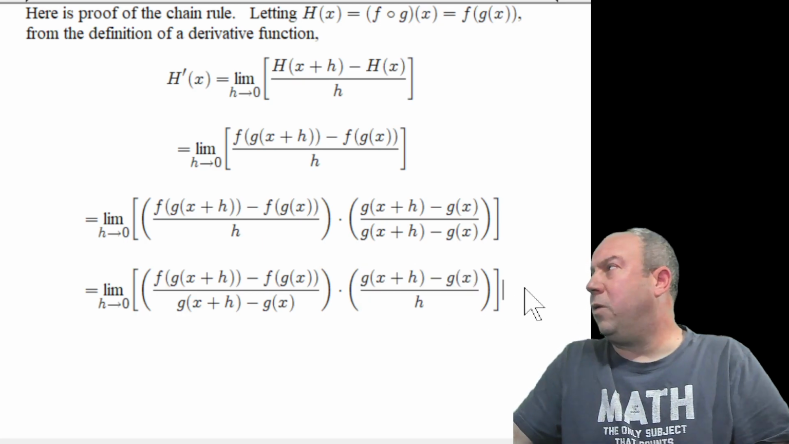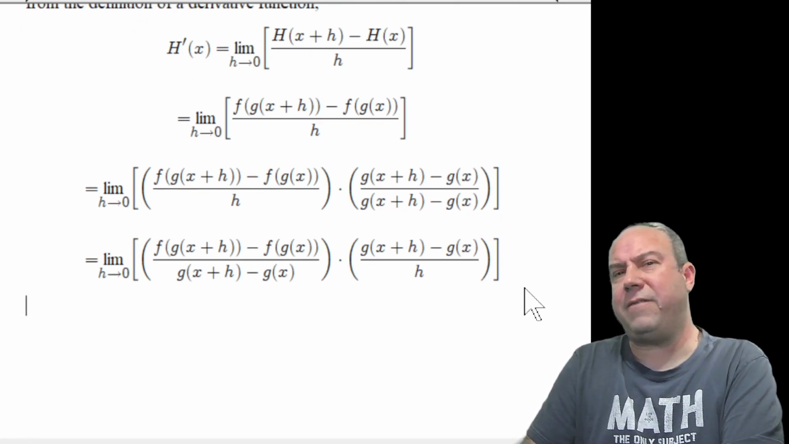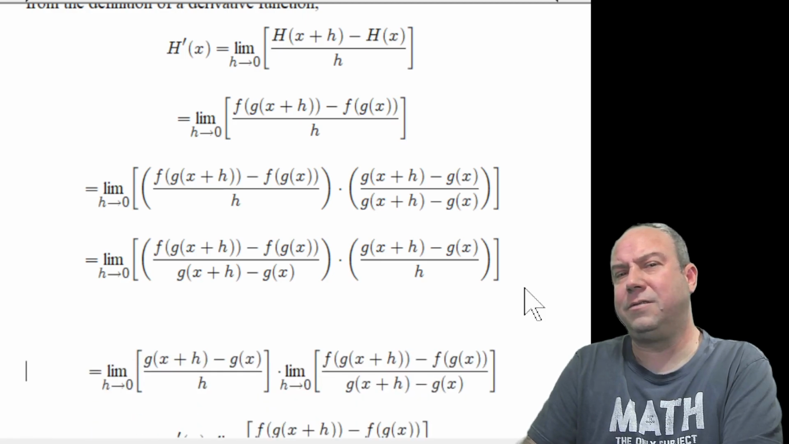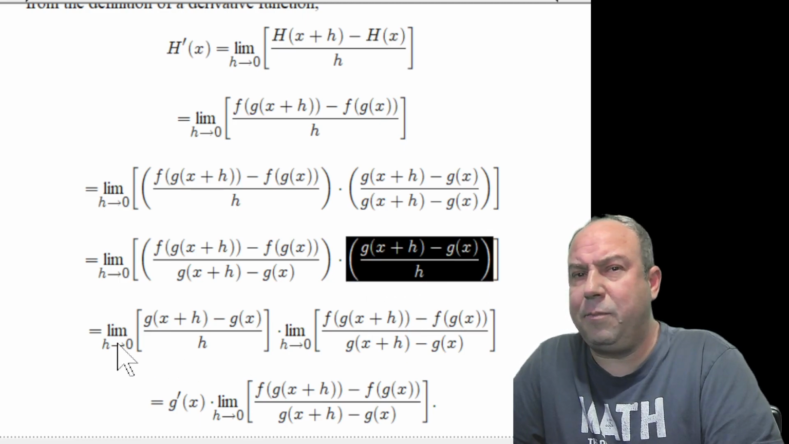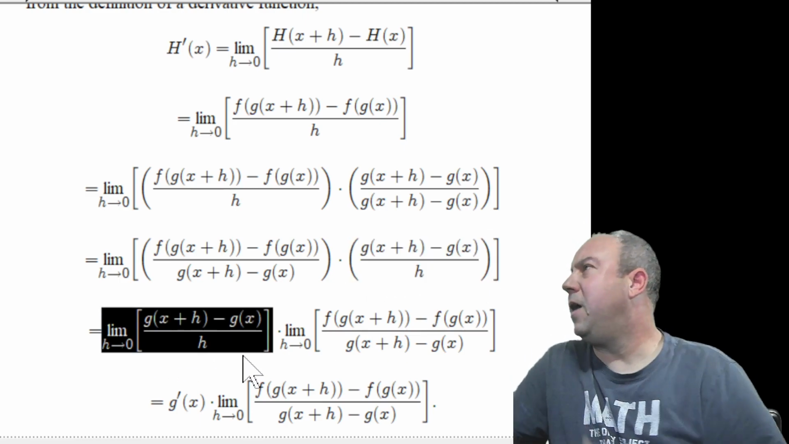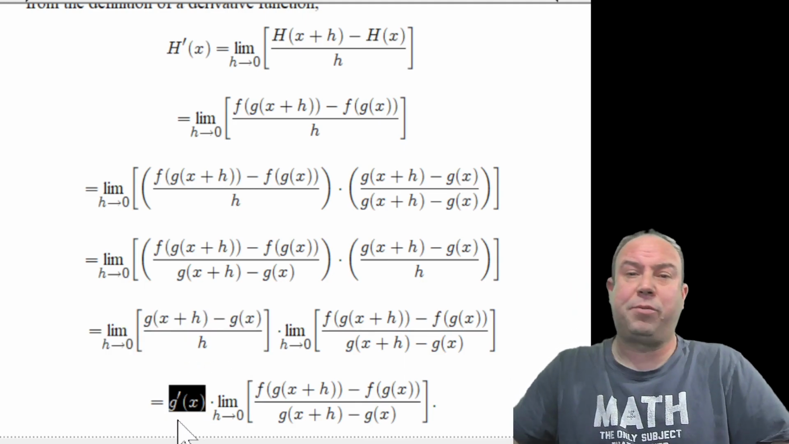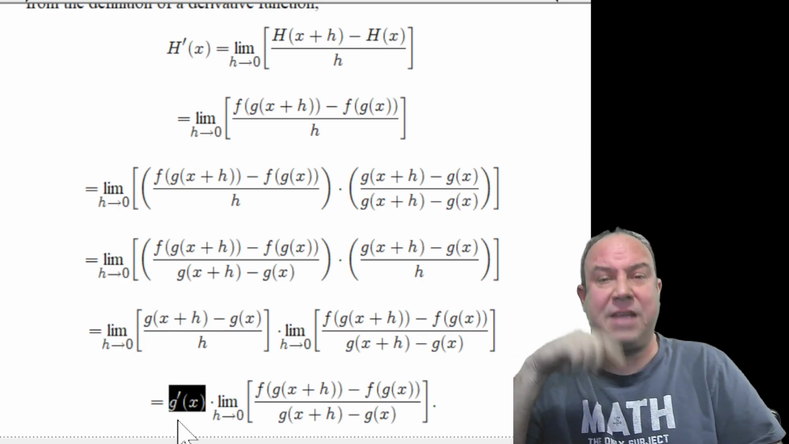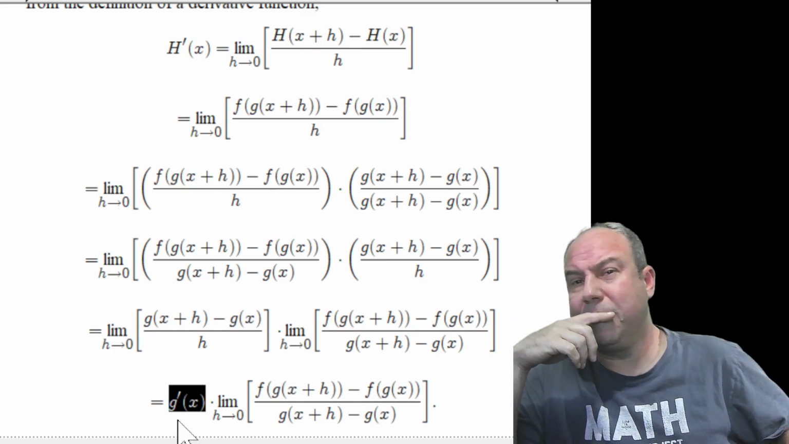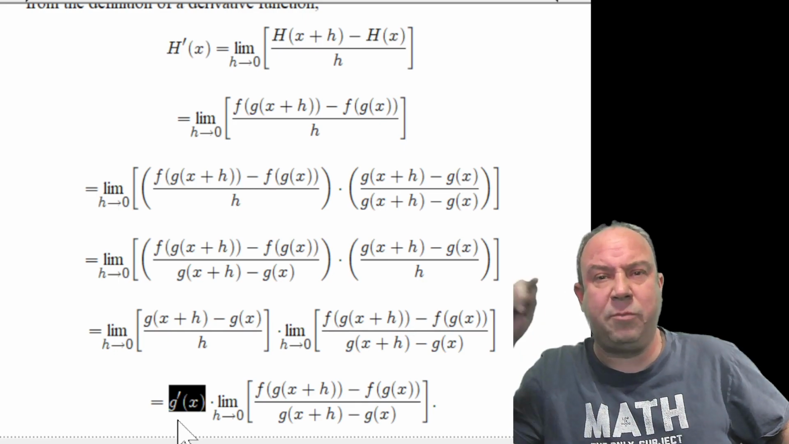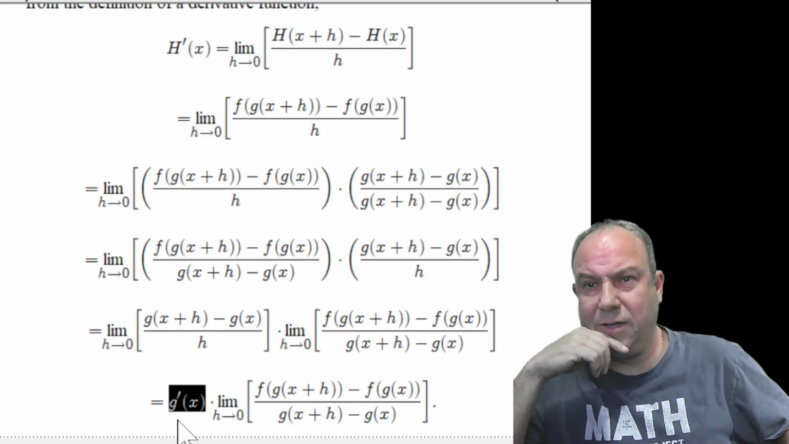All right. When it distributes itself, you'll notice what you have actually in the second factor. We'll bring this factor up front with the limit and put its statement right here. And what you will notice is that is the value g prime of x, by the definition of a derivative. That is the g prime of x that we multiply by in the result given by the chain rule.